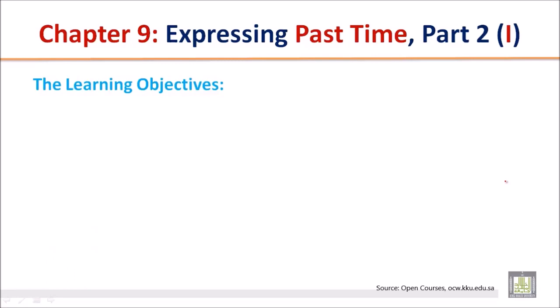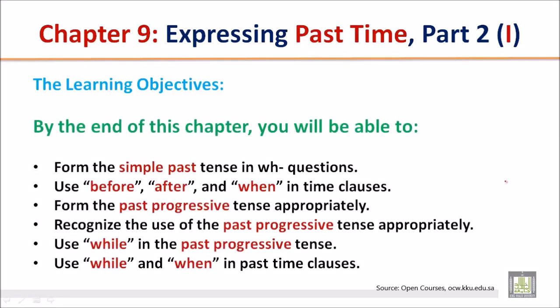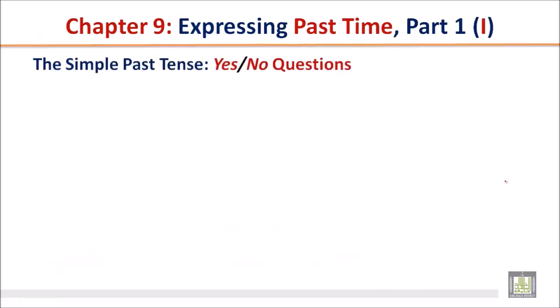The learning objectives. By the end of this chapter, you will be able to form the simple past tense in WH questions, use before, after, and when in time clauses. Form the past progressive tense appropriately. Recognize the use of the past progressive tense appropriately. Use while in the past progressive tense. Use while and when in past time clauses.